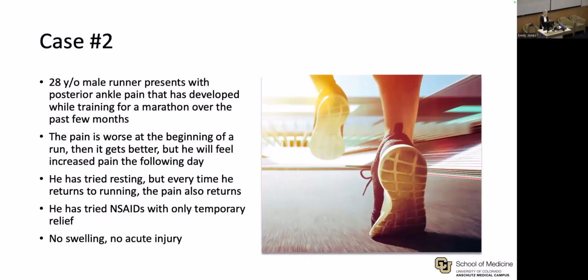Okay, so moving on to case 2, we have a 28-year-old male runner, posterior ankle pain developed while training for a marathon over the past few months. It's worse at the beginning of the run, then it gets better and he's able to complete the run, but he feels increased pain the following day. He's tried resting. Every time he returns to running, the pain also comes back. He's tried NSAIDs. He hasn't reported any swelling and he never had any acute injury.